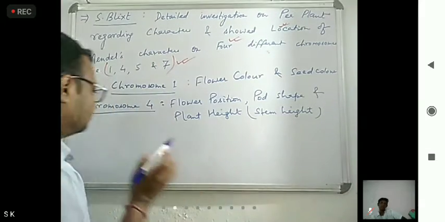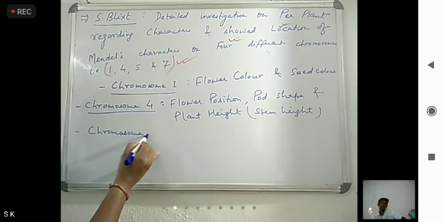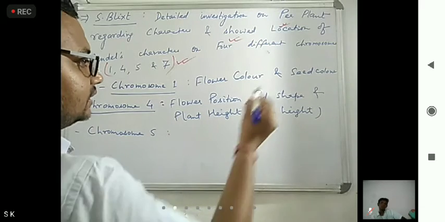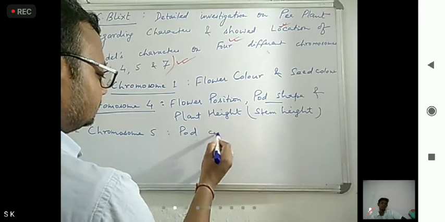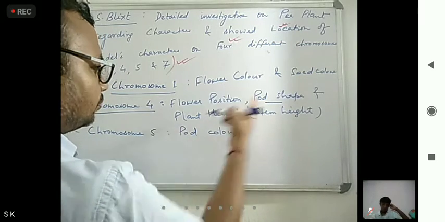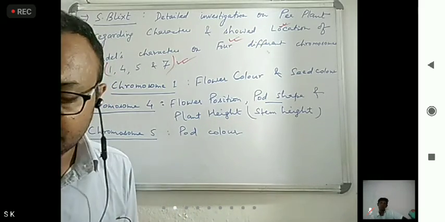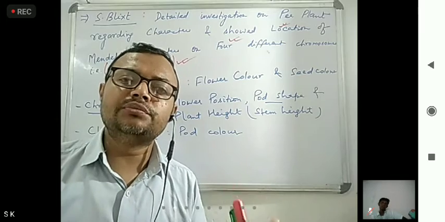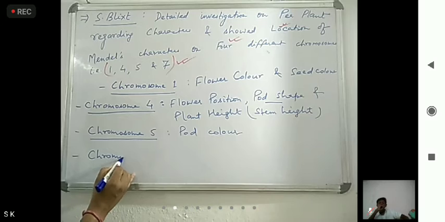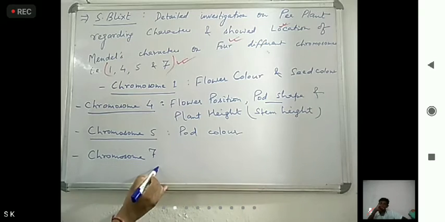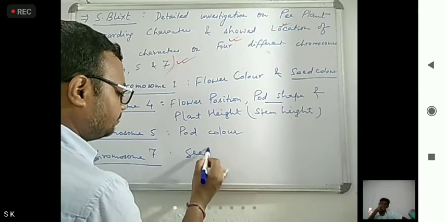Next is chromosome number 5. Here pod color is there. In 4 pod shape and in 5 pod color is there. And last, chromosome number 7. Here seed color is there, and here seed shape is there.